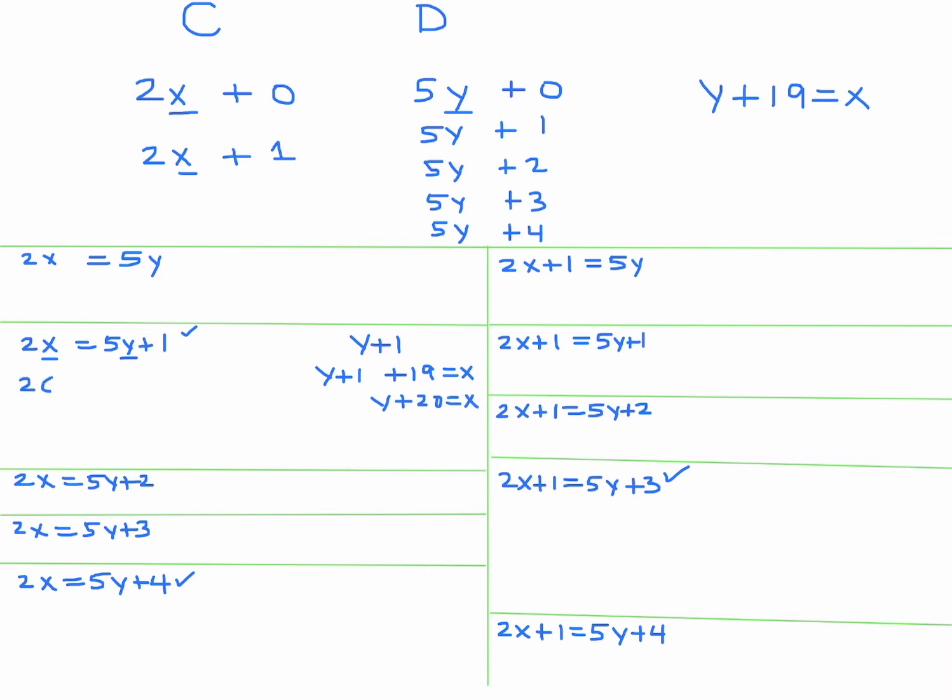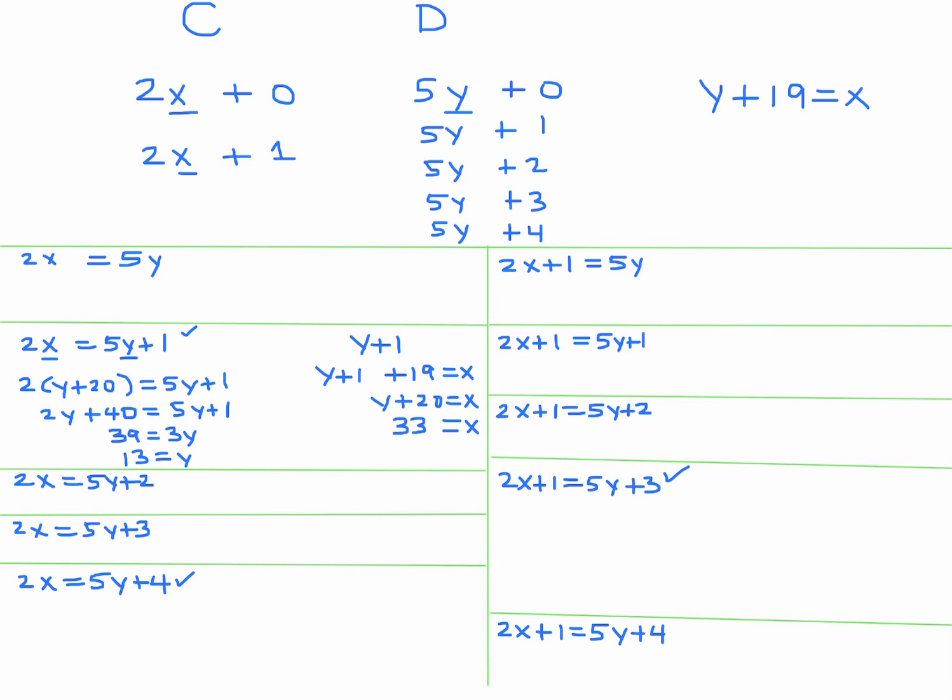So it's 2 times y plus 20 is equal to 5y plus 1. So that becomes 2y plus 40 is equal to 5y plus 1. And therefore 39 is equal to 3y, and therefore y is equal to 13. So that means x is equal to 13 plus 20, which is 33.